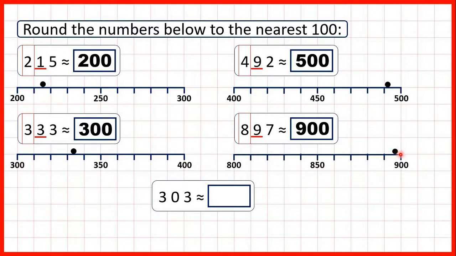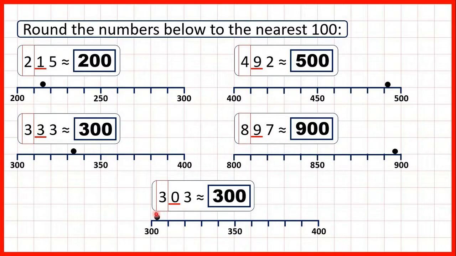closer to 900. And finally, we have 303. We find our hundreds and look to the right, and we have a 0 in our tens. If it's 4 or less, like it is here, we round down, which means the digit that we're rounding to stays the same. So we have 300. On a number line, we can see 303 is much closer to 300 than it is to the next multiple of 100, so that's why we round down.